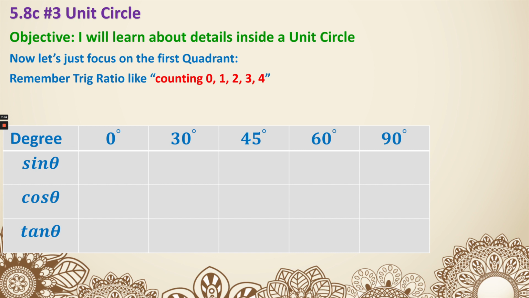So remember, trig ratio is like counting 0, 1, 2, 3, 4. I'm going to write down all the values for sine, for example. Sine 0 degree is 0. Sine 30 degree is 1/2. Sine 45 degree is square root of 2 over 2. Sine 60 degree is square root of 3 over 2. And sine 90 degree is a 1.